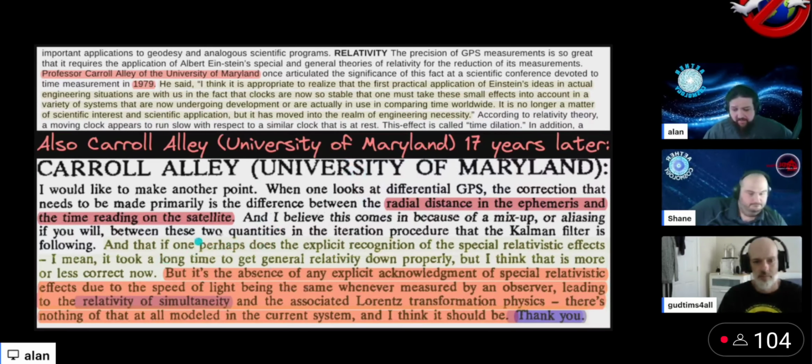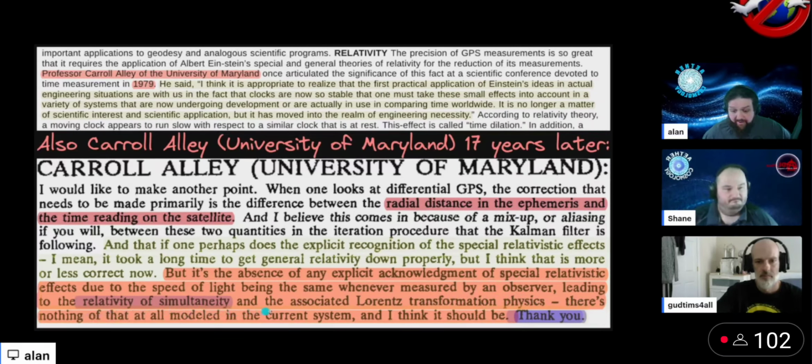And then he goes on to say the most damning thing of all, because relativity is supposed to be the backbone of GPS, right? But it's the absence of the explicit acknowledgement of the special relativistic effects due to the speed of light being the same whenever measured by an observer, leading to the relativity of simultaneity, which we talked about earlier, where speed redefines time and distance, and the associated Lorentz transformation physics, so the mathematical framework that we went over that Einstein says you have to use when you're talking about motion and light.